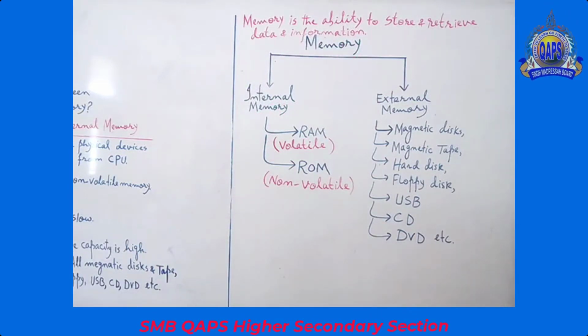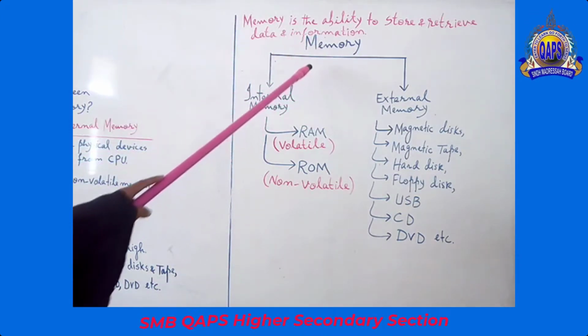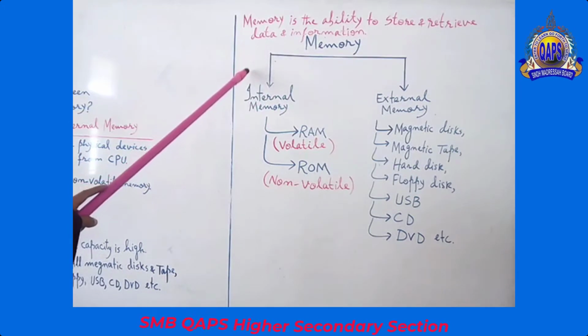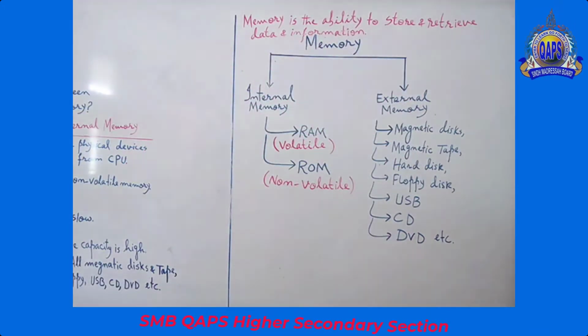Now, types of memory. There are only two types of memory. Number one, internal memory, and number two, external memory. See, these are the types.